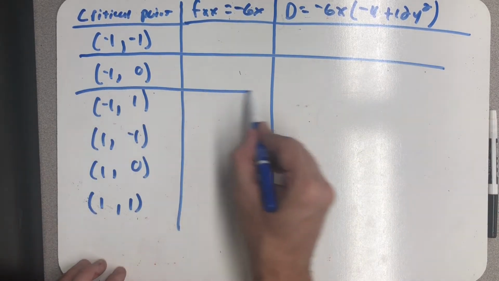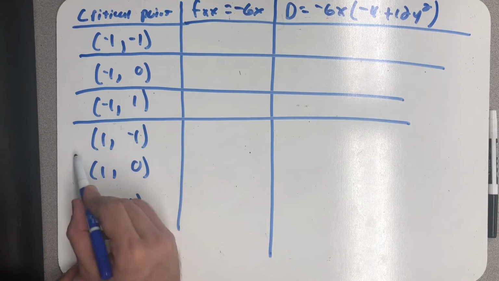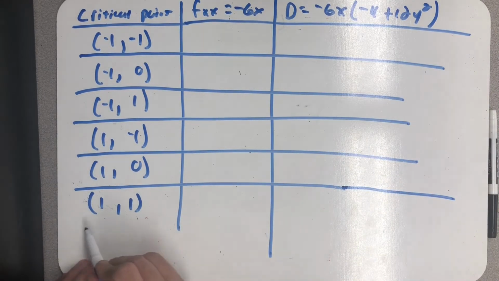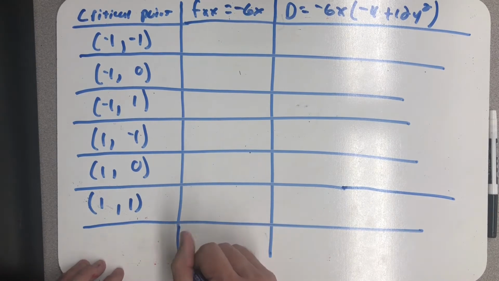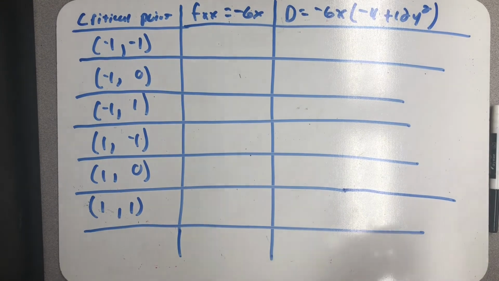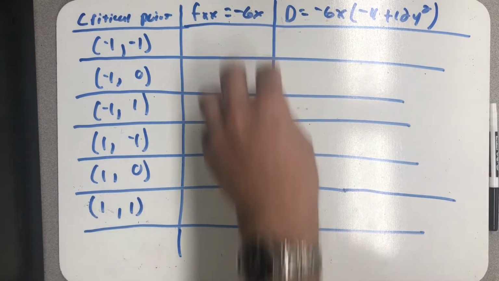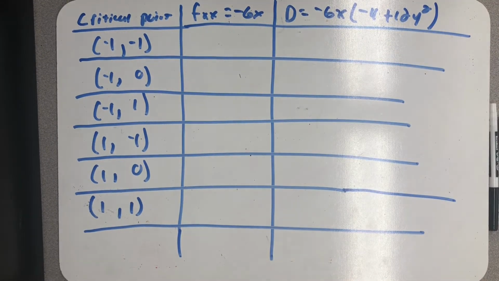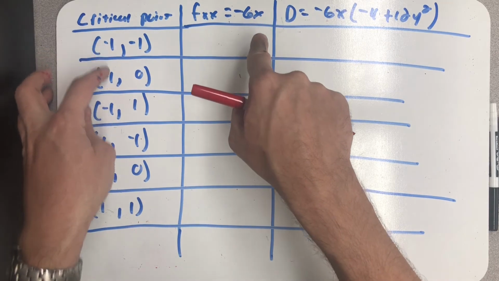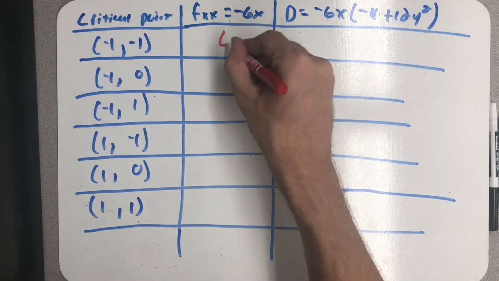I suppose if I wanted to shorten my work, I'd actually just fill in this column first. And anywhere I get something less than 0, I could skip calculating this, because if I get less than 0 for the discriminant, I know I'm dealing with a saddle point. But I'm just going to go on and fill in this column because this comes really easy to fill in, because I'm just taking minus 6 and multiplying it by either minus 1 or positive 1.